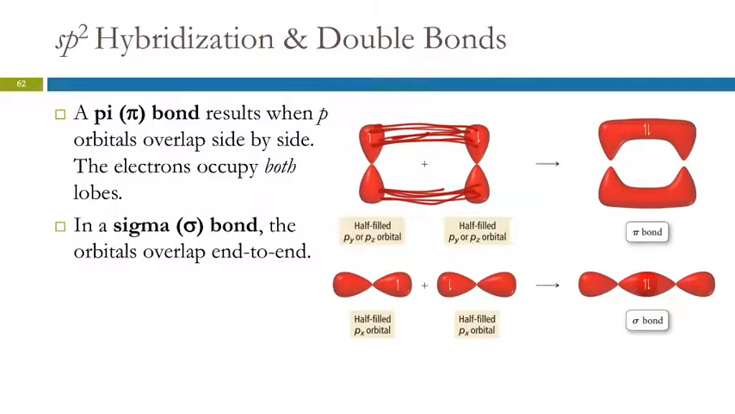If you look at this from the end, it's just going to look like a circle, right? Looking down the end from this point to this point, you're just going to see a round circle. That's a sigma bond. This is a pi bond. Pi, turn on side. Pi bond. So pi bond is side to side, sigma bond is end to end.